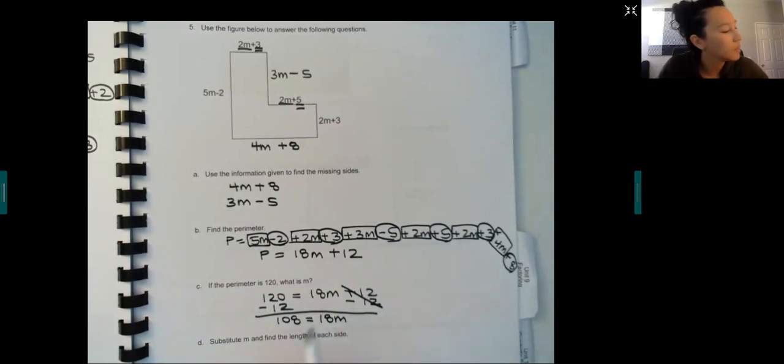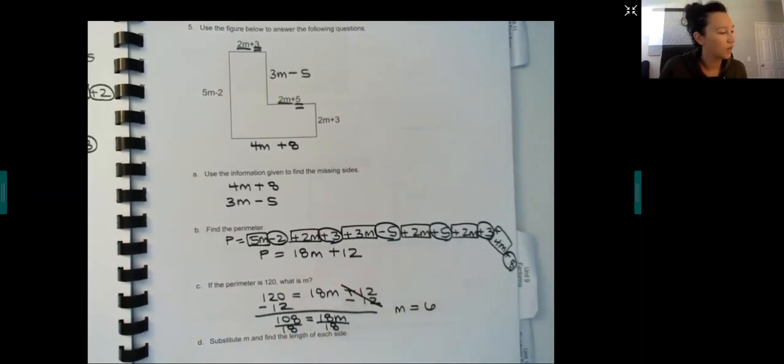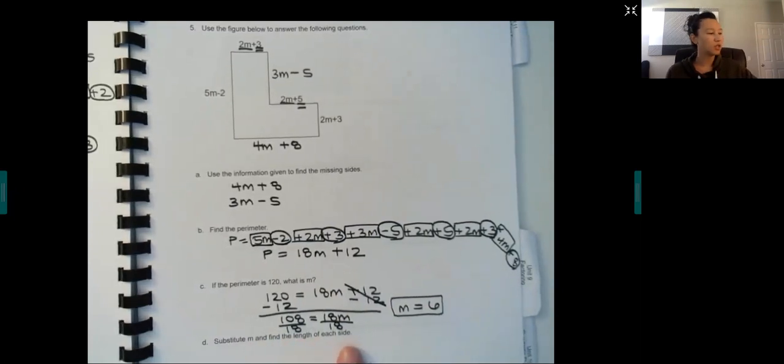And so we need to get rid of the 18 in front of m. So we have to divide both sides by 18. And I did it on my calculator. And so m equals 6. When you divide 108 by 18, you get 6. And now substitute m and find the length of each side.